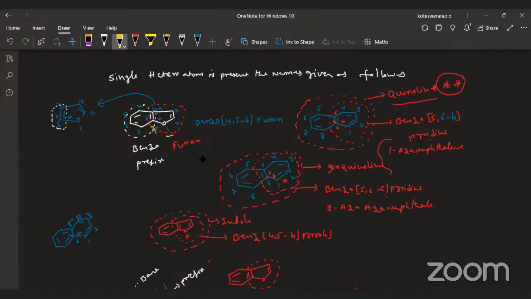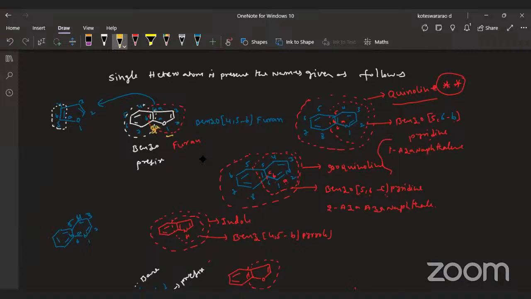Or you can also give the number differently. Sometimes it may be indicated as 5A. Why is it 5A? Look here: 1, 2, 3, 4, 5. You need to continue the numbering of the heterocyclic ring up to this point, forgetting about the fused ring for the moment. Then you continue the numbering, and it becomes 4A, and then 5A.